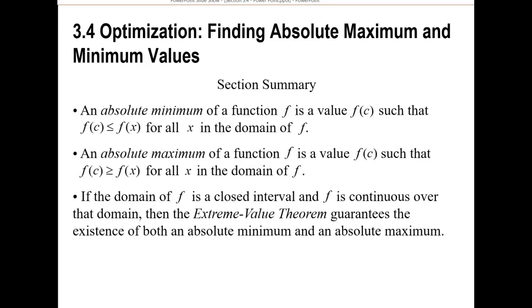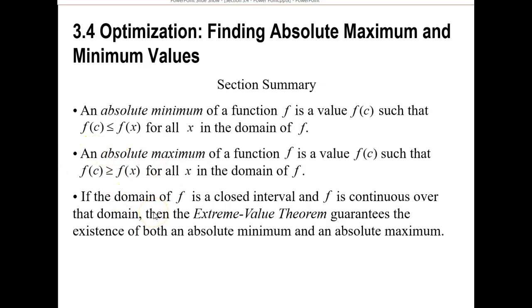All right, so that is it for this section. So our summary here: an absolute minimum of a function is a value f of c that is less than or equal to all other function values on the domain. An absolute max of a function is a value f of c that is greater than or equal to all other function values. So over the entire domain, the absolute largest and smallest are your absolute maxes and mins.